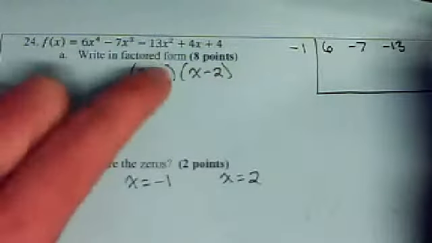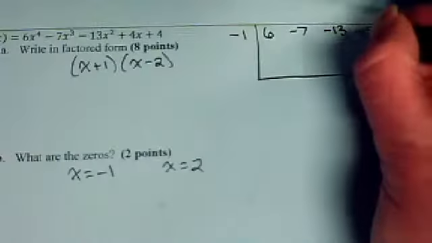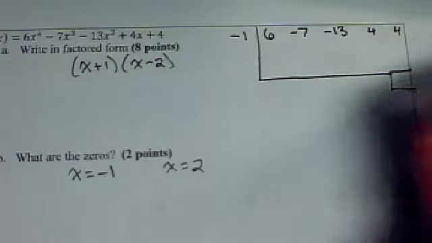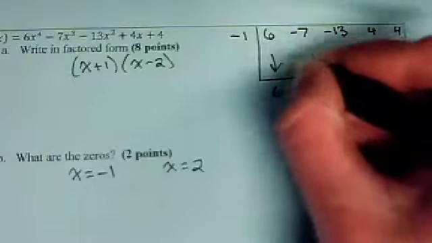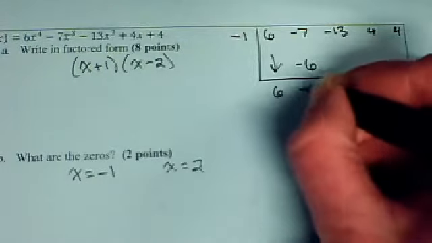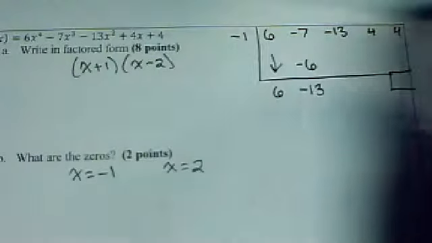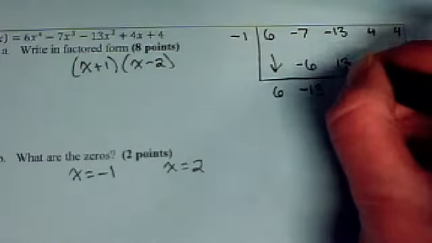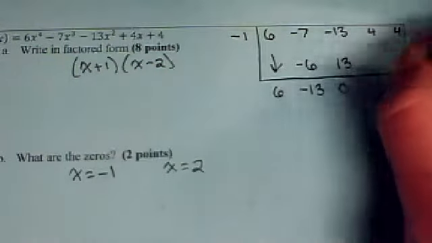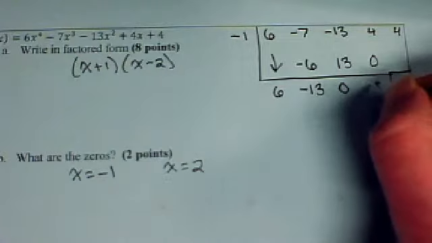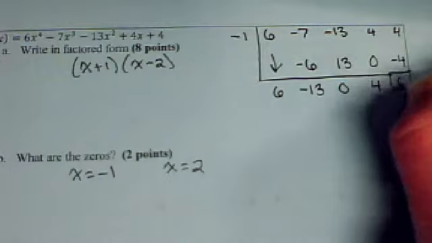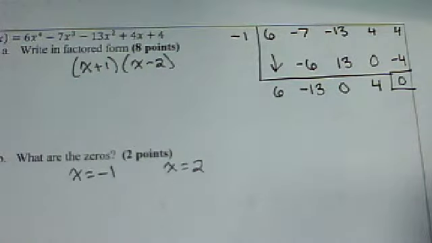So first I'm going to divide by x plus 1, which means I'm going to put the negative 1 on the outside. The 6 comes down. 6 times negative 1 is negative 6. When I add down, I get a negative 13. Negative 13 times negative 1 is a positive 13. When I add down, I get a 0. 0 times negative 1 is 0. 4 plus 0 is 4. When I multiply, I get a negative 4 and a remainder of 0 as well, as I should.